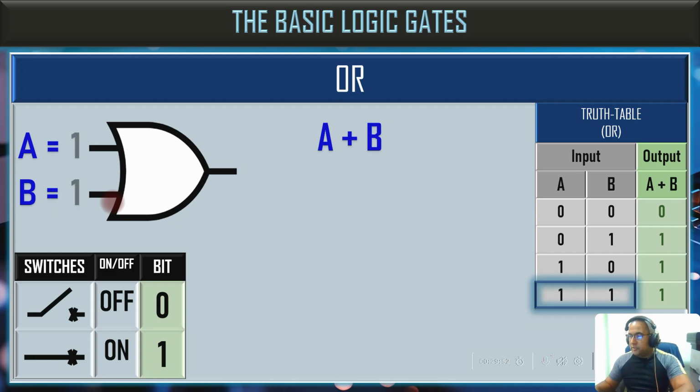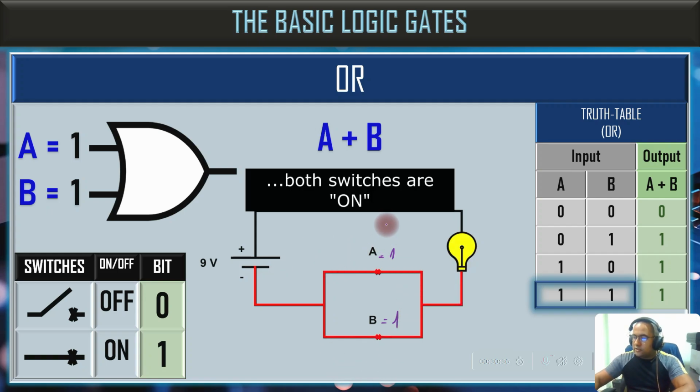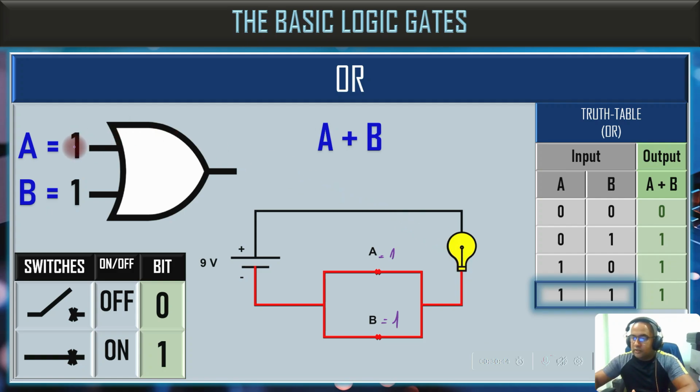Finally, the last input combination. Input A equals 1, input B equals 1. That is, switch A is on and switch B is also on. All right, what do you think? Will the light bulb turn on? Let's find out. It will, because both switches are connected. This demonstrates that the combination 1 OR 1 results in an output 1.